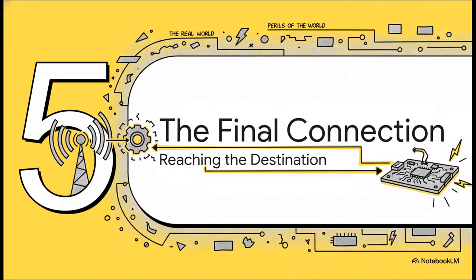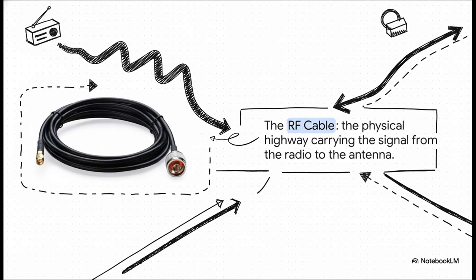So our signal is now focused, it's navigated all the dangers of the real world, and it's been supercharged by modern tech. We are at the final step of the journey, the final connection. This is where the signal meets the physical hardware. First up, we've got the RF cable. It's pretty straightforward. It's the physical highway that carries our precious signal from the radio, which is inside the router, to the antenna itself. It's simple, but it's absolutely crucial.